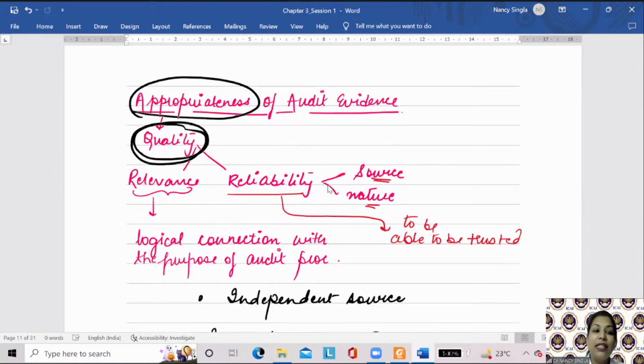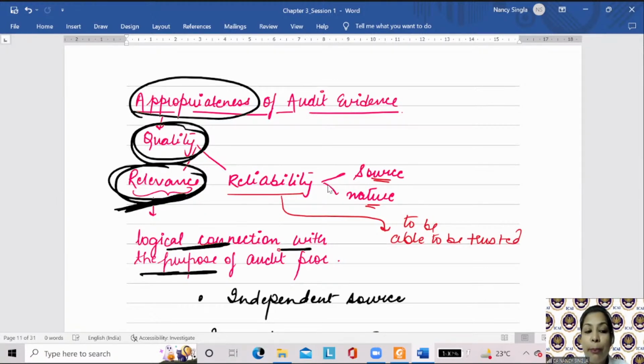Now what is meant by quality of audit evidence? SA 500 says it deals with the relevance of the information to be used as audit evidence. That is, whether the information that is your audit evidence is relevant, useful, and whether it has a logical connection with the purpose for which you were conducting the audit procedure, whether that purpose is served or not. Okay? For example, let's say the auditor wants to know about the valuation of inventory.